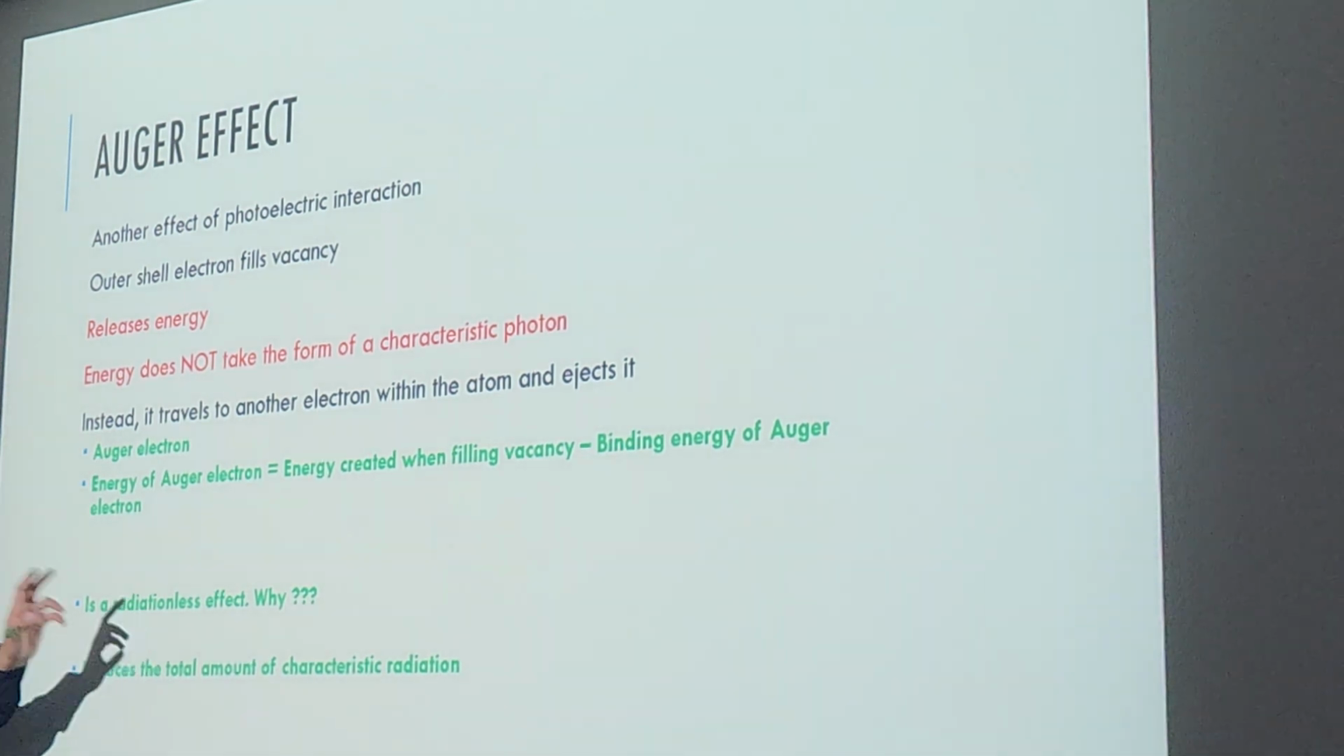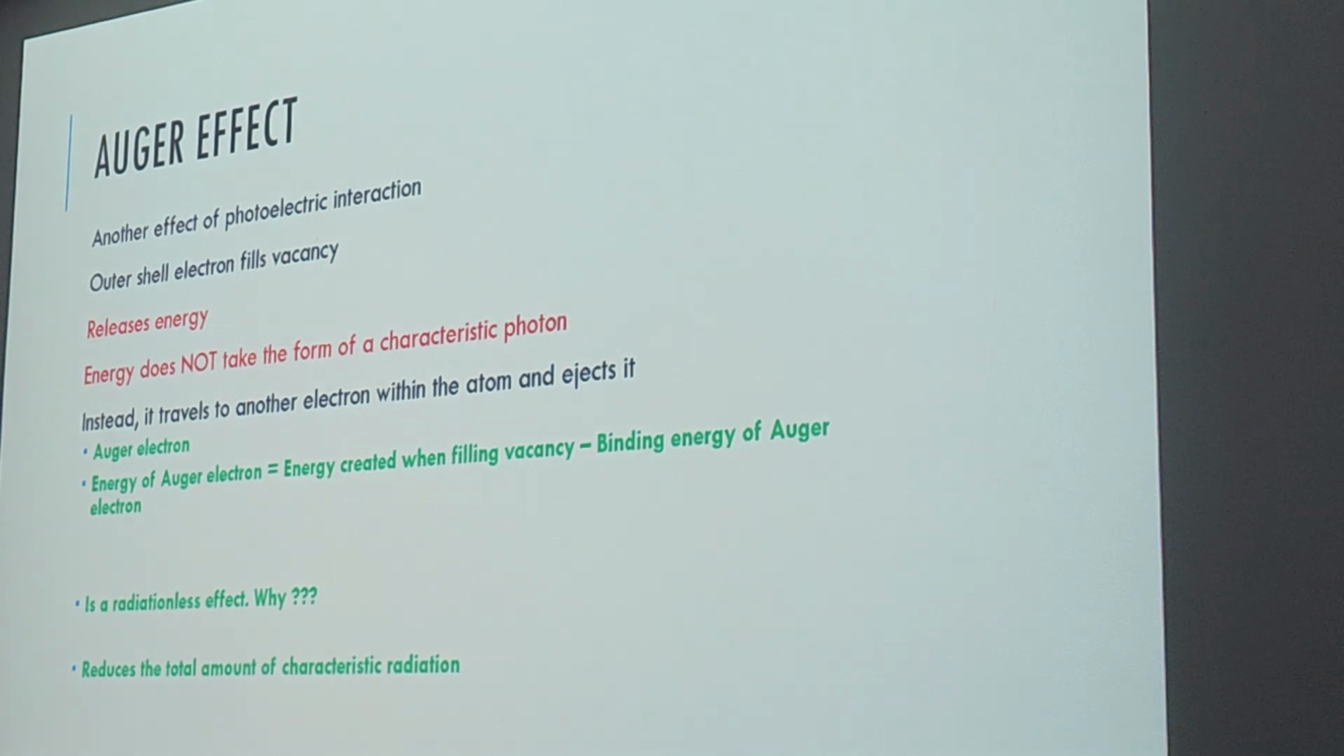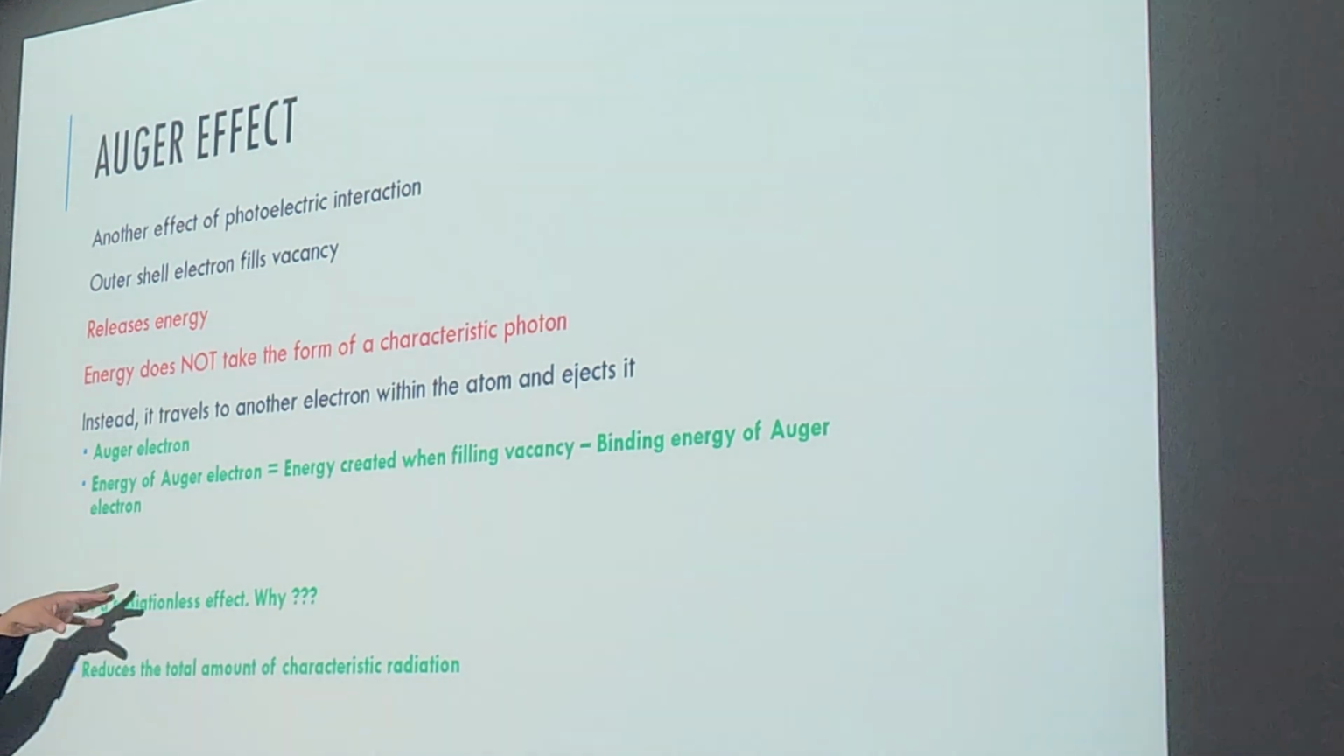It turns into a radiation-less effect because there's no X-ray emission. We're not creating X-rays. There's no photon. It's the Auger effect, because all it's doing is ejecting another electron.